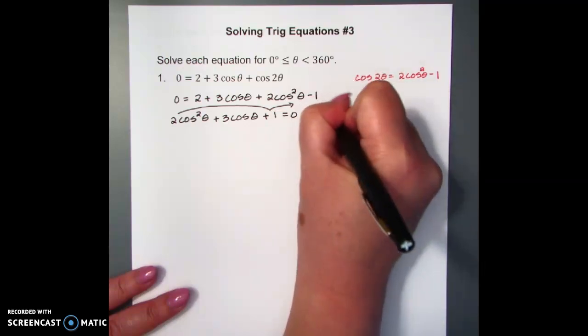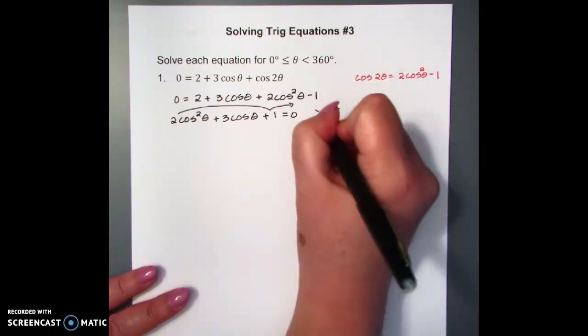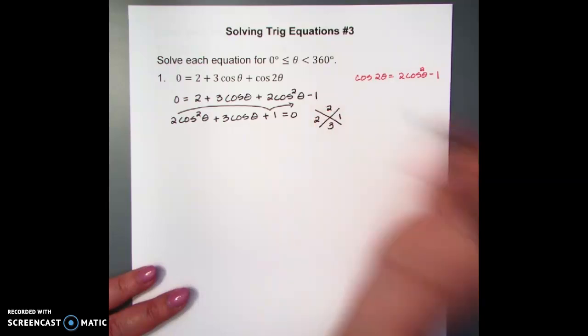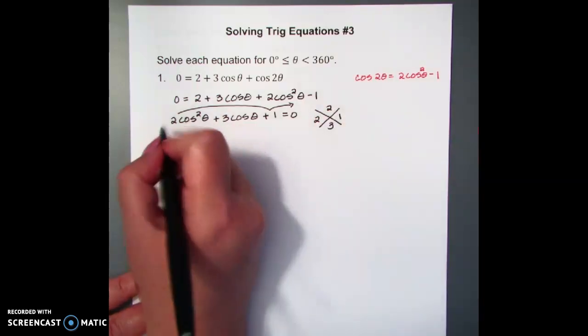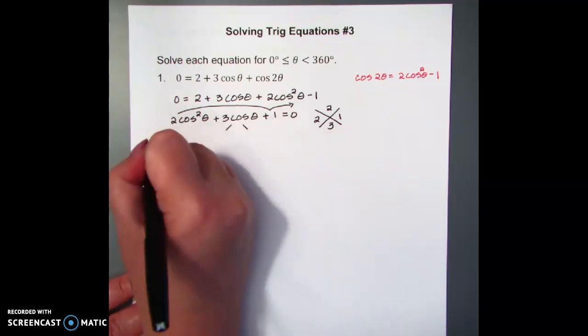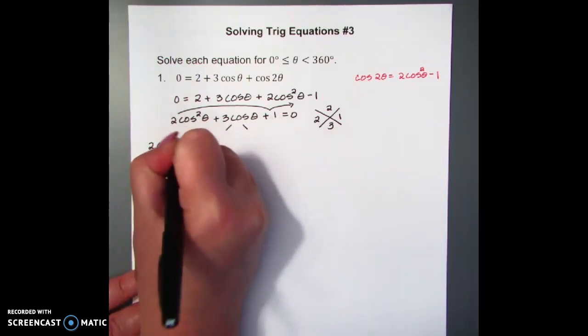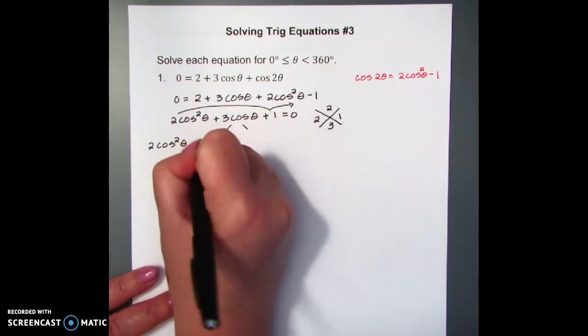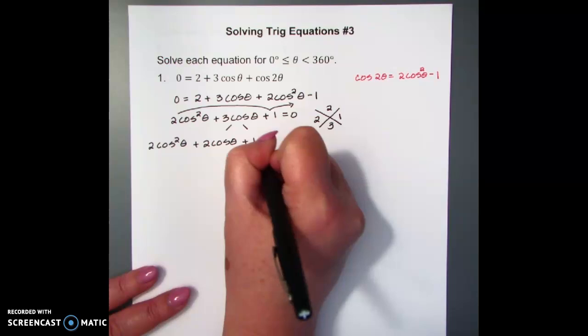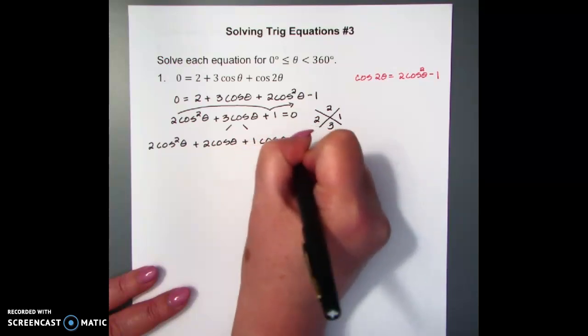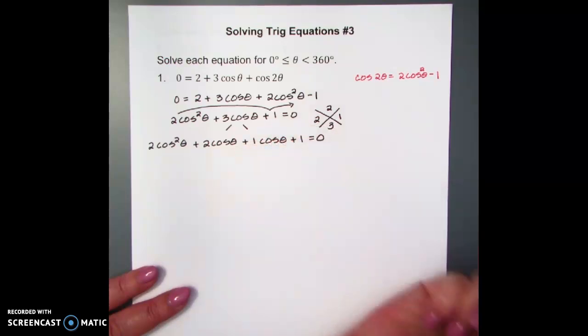So we've got 2 on the top and 3 on the bottom. And so what multiplies to give me 2 that adds to give me 3 would be 2 and 1. So I'm going to split this up. So I've got 2 cosine squared of theta, plus 2 cosine theta, plus 1 cosine of theta, plus 1 is equal to 0.